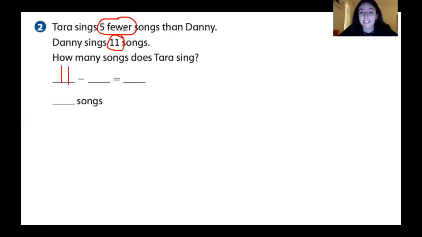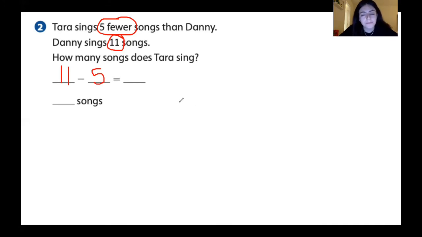And we know that Dada sings 5 fewer songs. And we already talked about how that means that we're going to subtract. We're going to take away. So we're going to take away 5. So we have 11 minus 5 equals blank. And this answer is going to tell us how many songs Dada sings.